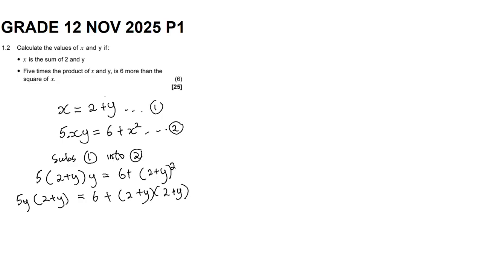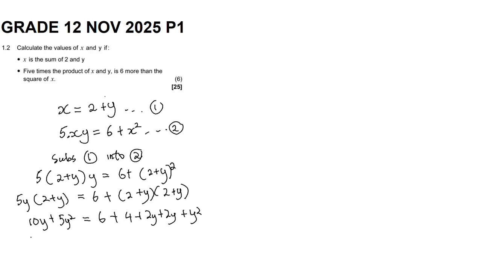Then we're going to have 5y times 2, which is 10y. Then 5y times y is going to be 5y squared, right guys? All these equal 6 plus 2 times 2, guys, which is 4. Then 2 times y, we're going to have plus 2y. Then y times 2, we're going to have plus 2y again. Then y times y, we're going to have plus y squared.